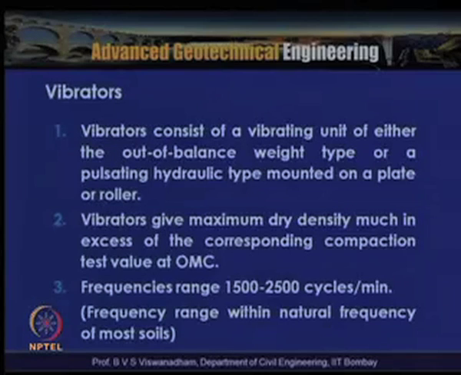Vibrators give maximum dry density much in excess of the corresponding compaction test value at OMC, and the frequencies of these rollers range from 1500 to 2500 cycles per minute. The frequency range is within the natural frequency of most soils. So, the frequencies have to be in the range of the natural frequency of the soils.